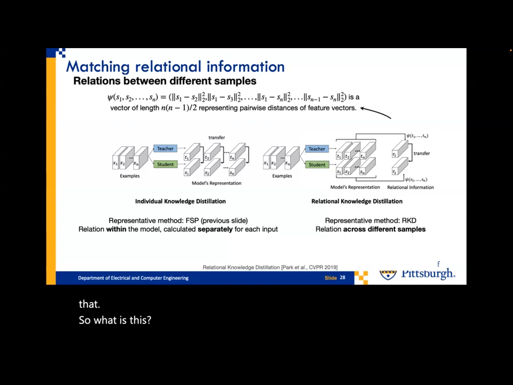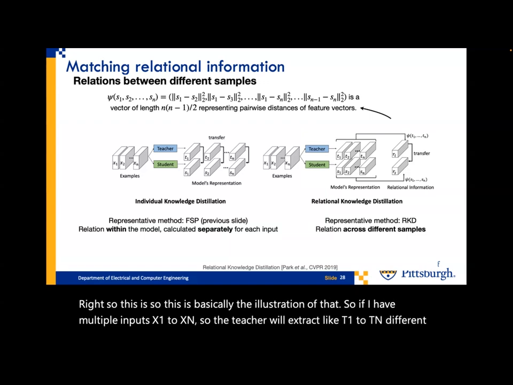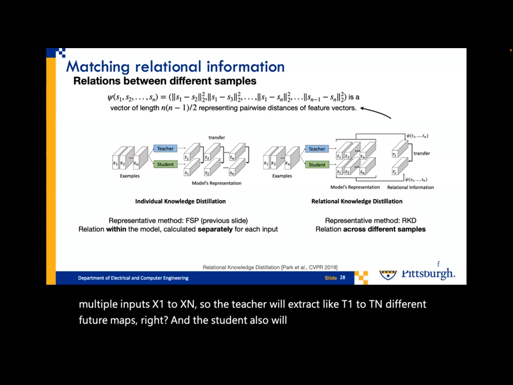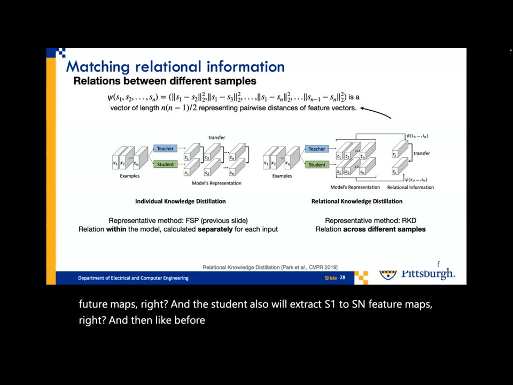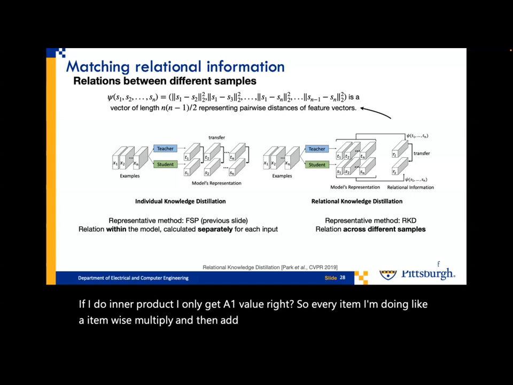So this is basically the illustration of that. If I have multiple inputs x1 to xn, the teacher will extract t1 to tn different feature maps, and the student will also extract s1 to sn feature maps. Then for each pair, like t1 and t2, I do an inner product. If I do an inner product, I only get one value, because I do an item-wise multiply and then add everything together. So you get one value for each pair of these feature maps.